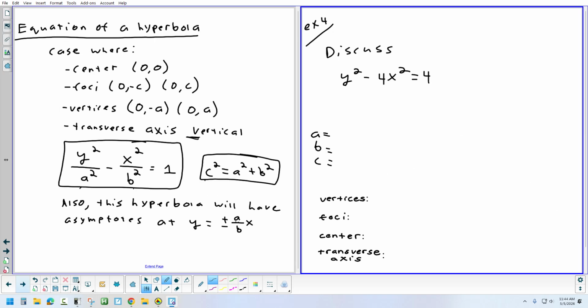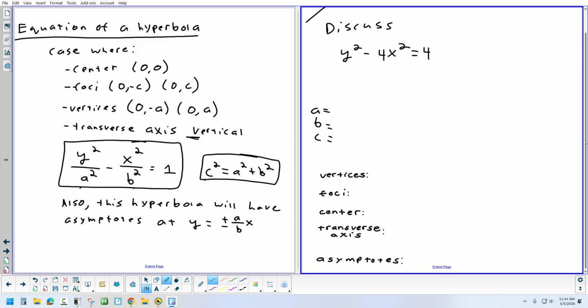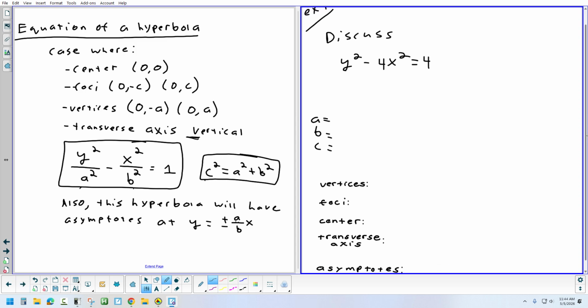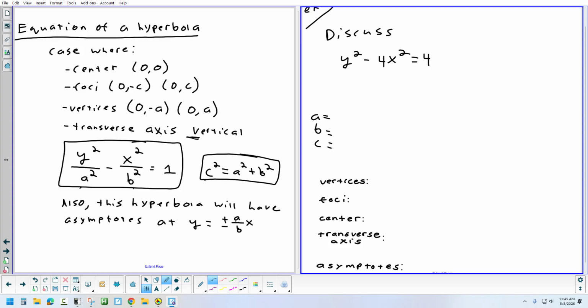Okay, so take a second to see if you can get that equation in the right format. Make sure you get it equal to what it's supposed to. See if you can identify the A, the B, and the C. And then write down the vertices, the foci, the center, transverse axis, asymptotes should be there too. Okay, so take a minute to see if you can figure out those 4 things. The equation, if you can't read it, it's y squared minus 4x squared equals 4.